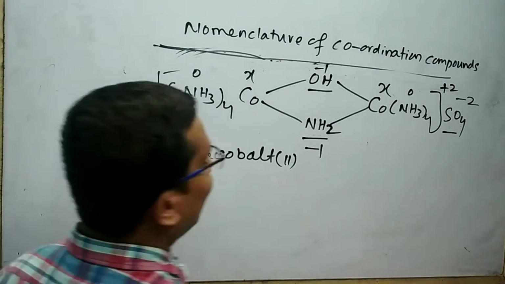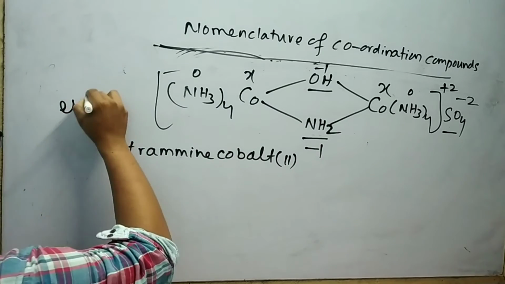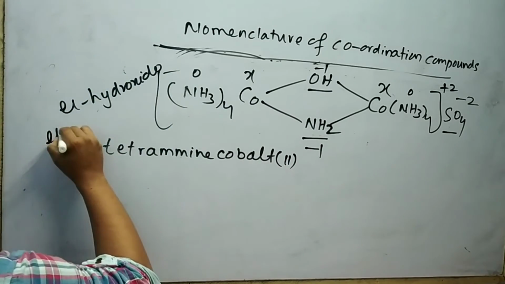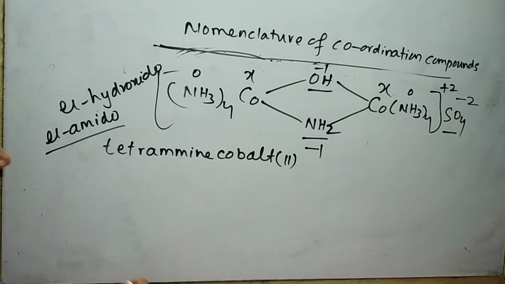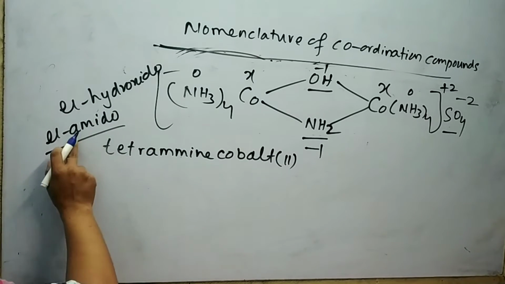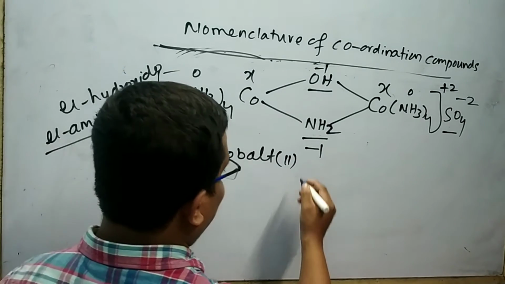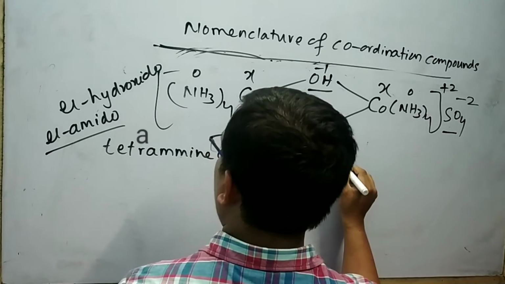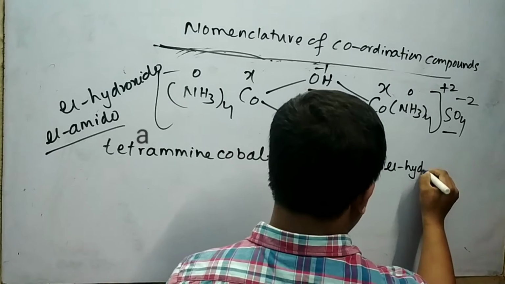Next I will write the bridging ligand. Here mu hydroxido is present, and mu amido is present. Mu amido is written first, then mu hydroxido, because A comes first according to alphabetical order. So next I will write, by giving a hyphen, mu amido, mu hydroxido.